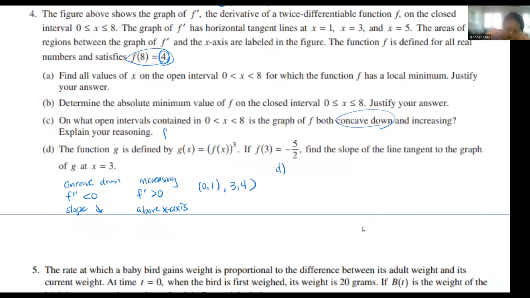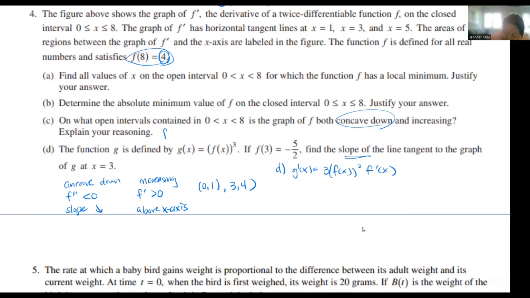The function g is defined by g of x equals the cube of f of x. If f of 3 equals negative 5 over 2, find the slope of the line tangent to the graph of g at x equals 3. Okay, so if you want the slope of the line tangent to the graph, you have to find the derivative, right? So g prime, we're going to look for g prime of this. So g prime, using the chain rule, is 3 times f of x squared times f prime of x.